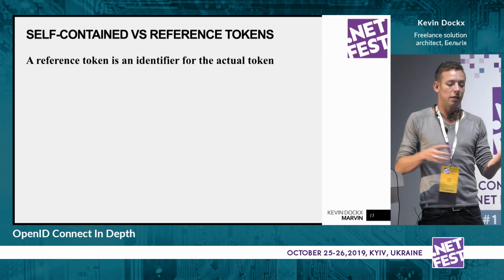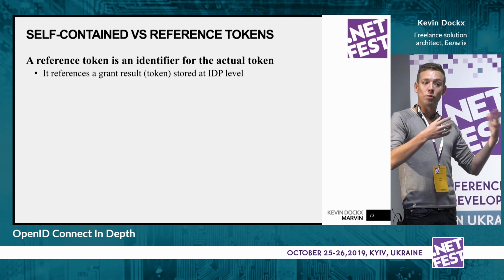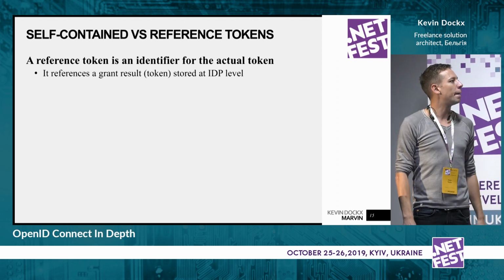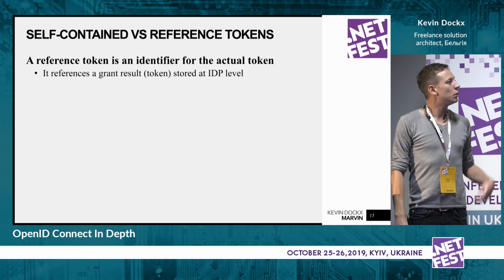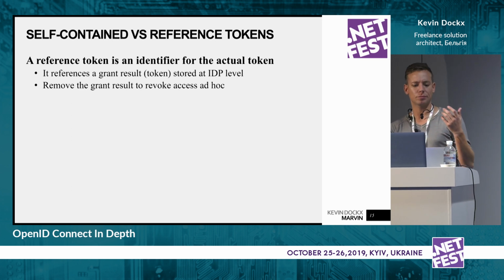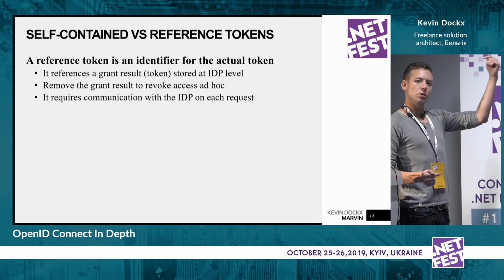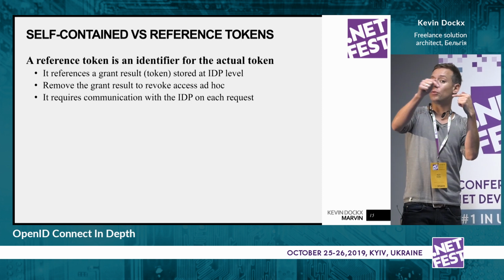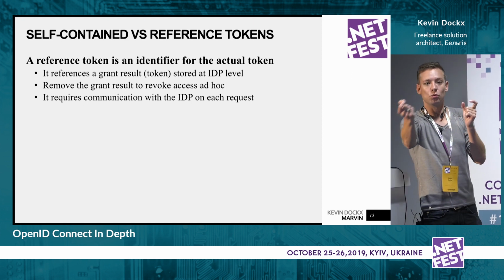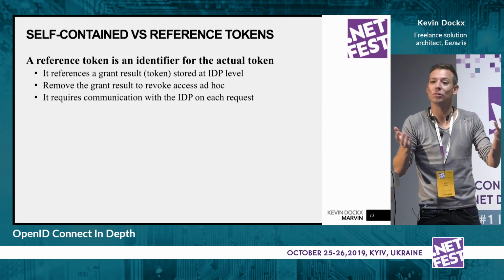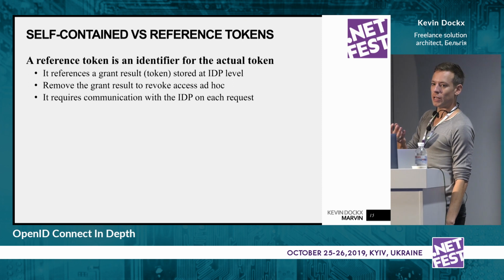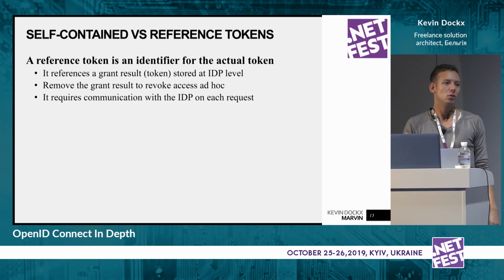A reference token is an identifier for the actual token. It references the result that's stored at the identity provider. So that means that once a reference token comes into your API, the API will communicate with the identity provider to see what is actually in that token. And the identity provider will respond with the JSON from the self-contained token, something like that. And that offers advantages. You can immediately revoke that token at will, whenever you need to.